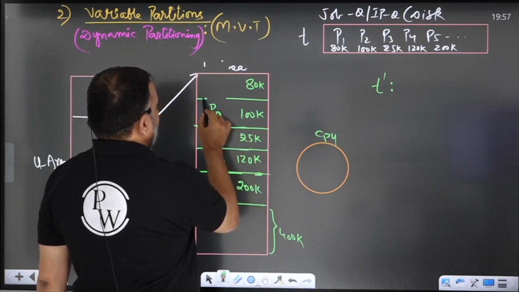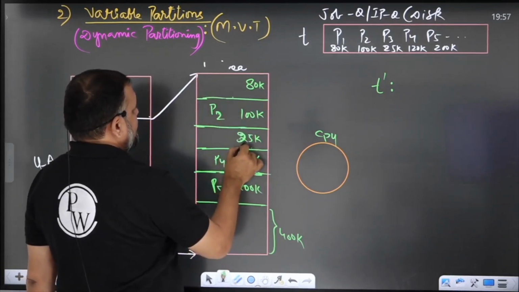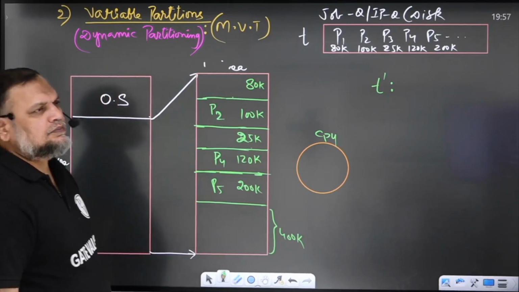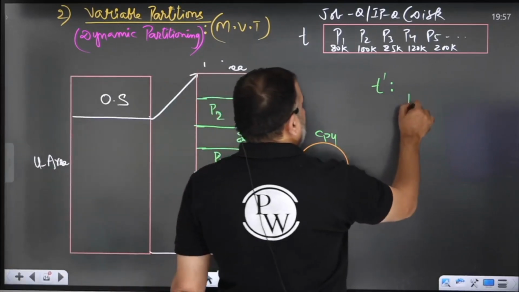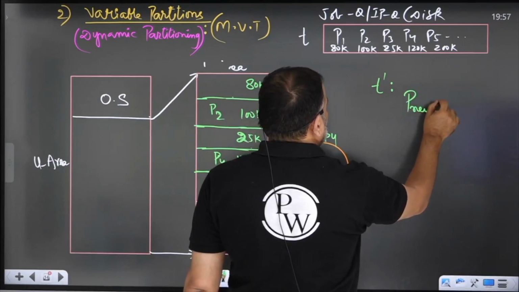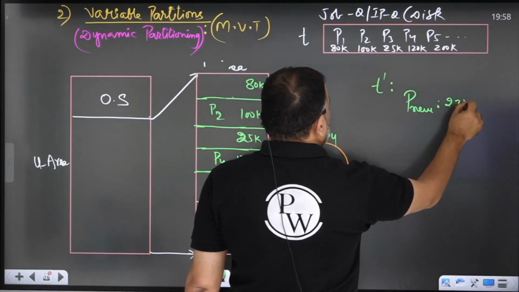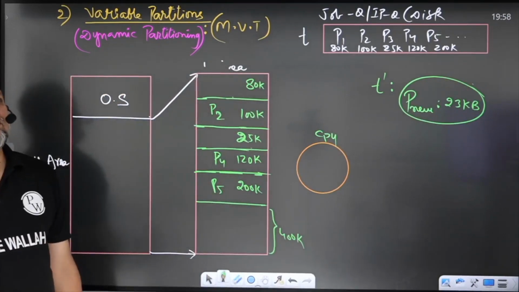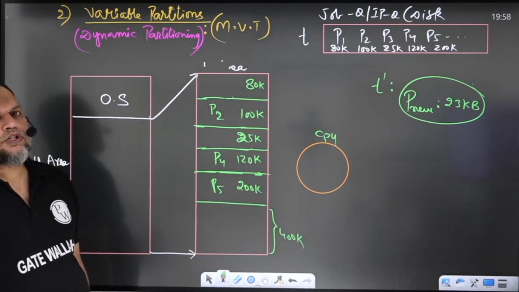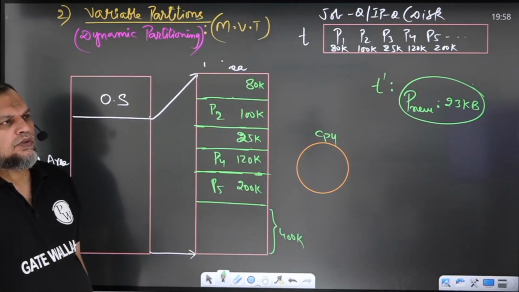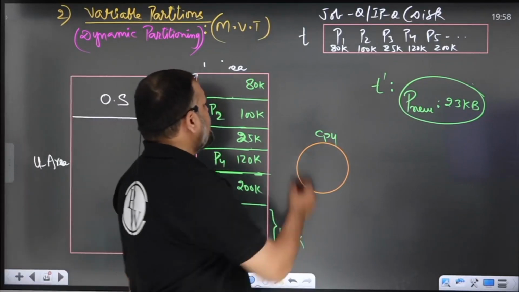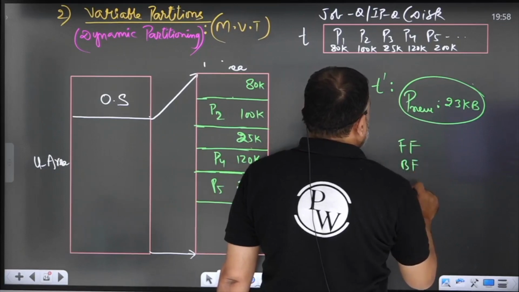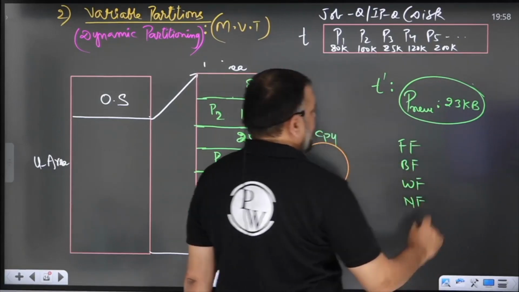This is P2, 25, and P4. So 3 free holes. At this point of time T dash, I get a new process of size 23 KB. The question is, where should I place it? To decide which free hole I am going to place it in, I use the same first fit, best fit, worst fit, next fit.